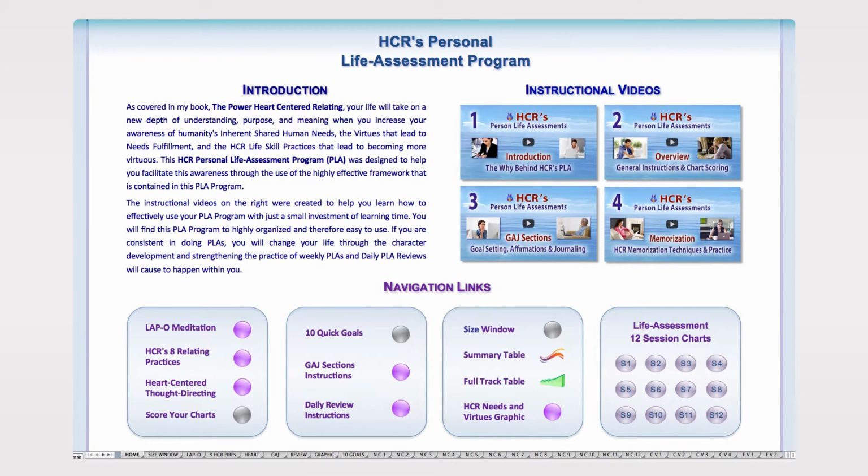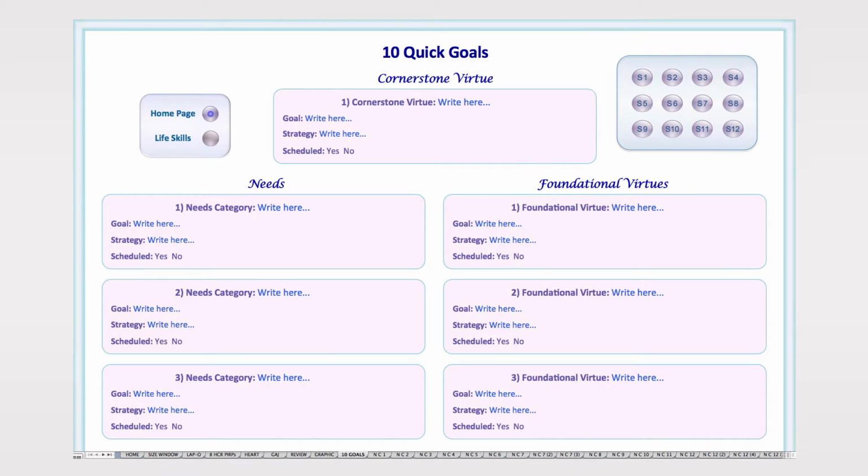The final 3 sections to cover in this video are the 10 Quick Goals page, daily reviews, and the summary and full track pages, and these will only take 5 minutes to explain. I'm clicking on the 10 Quick Goals button, which takes us to that page. The GAJ sections that I just covered are for your bigger goals and objectives. The 10 Quick Goals page provides a simple, focused momentum on working on your 10 lowest scoring items in bite-sized pieces.